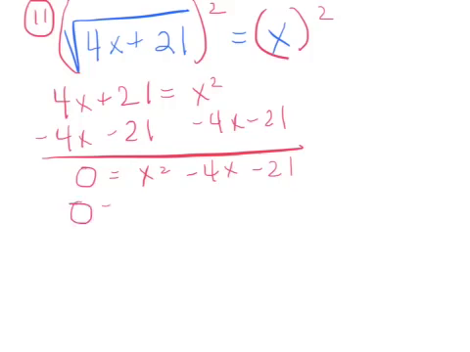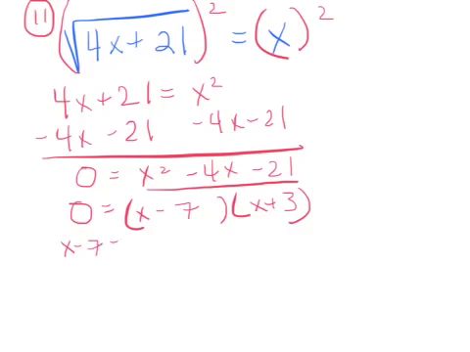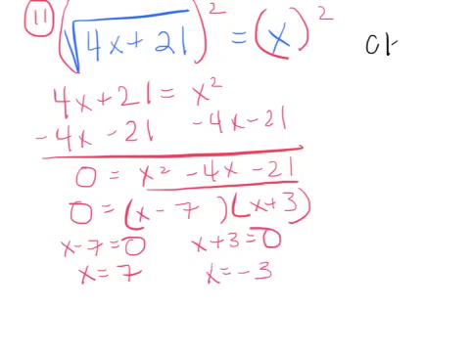So I'll get x squared minus 4x minus 21. And then I'm going to factor it. So I'm going to get x minus 7 and x plus 3. When I set each of my factors equal to 0, I'll get x equals 7 and x equals negative 3. But what I've got to do now is check for those extraneous roots. So let's rewrite our equation.